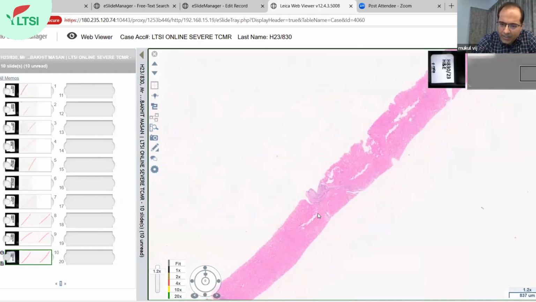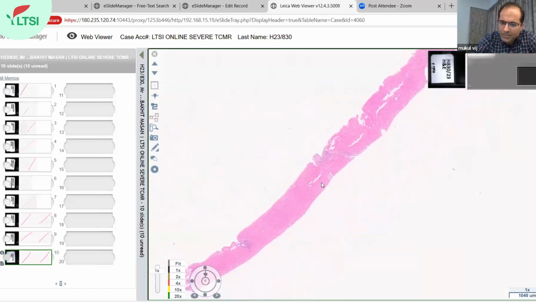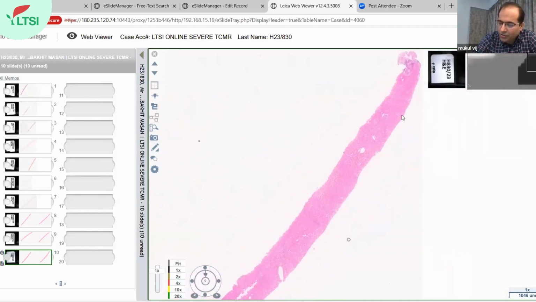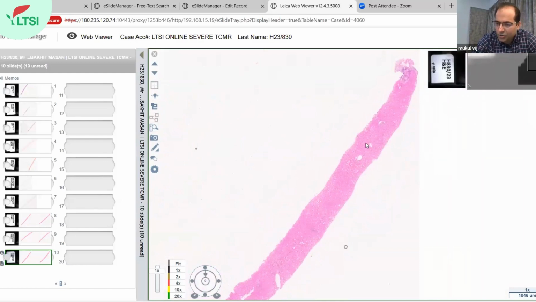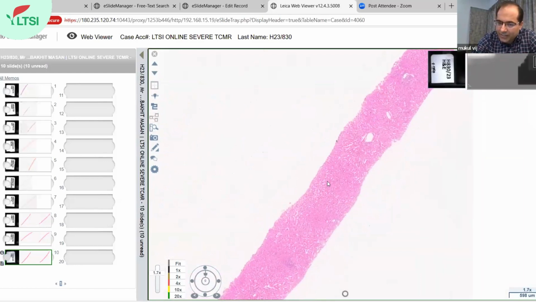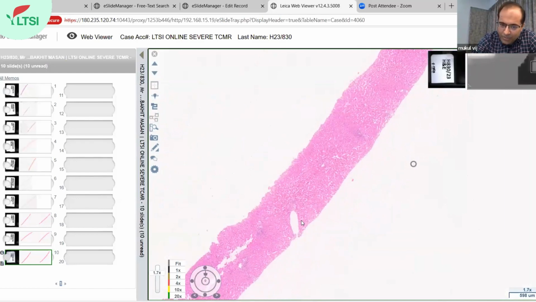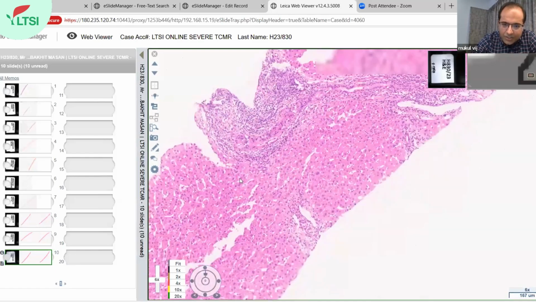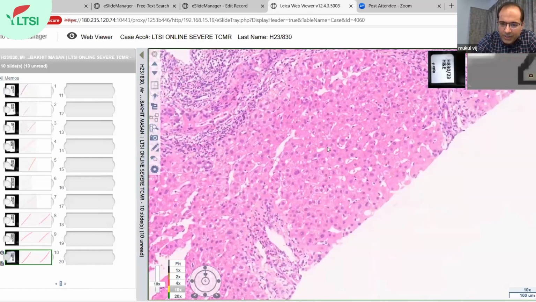If you see in the low power, you can see definitely that there are blue areas. These blue areas are possibly portal tracts with inflammation, and these are normal pinkish areas. So there is a difference. You can see that there are blue areas and pink areas throughout the biopsy, suggesting that in the low power we are dealing with inflammation. There is quite a bit of inflammation in the biopsy. Let's see this in the higher power.